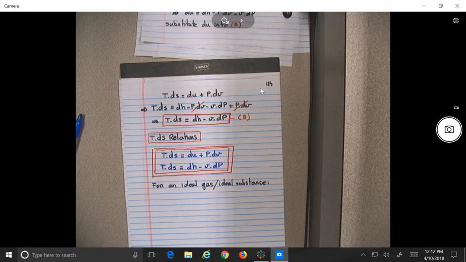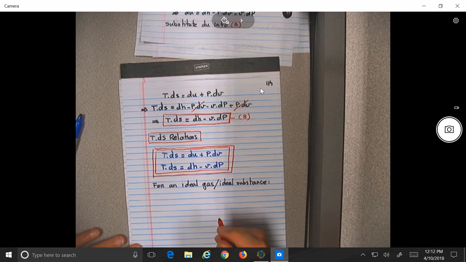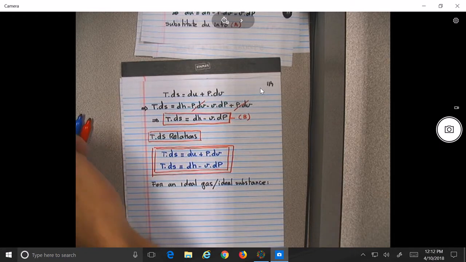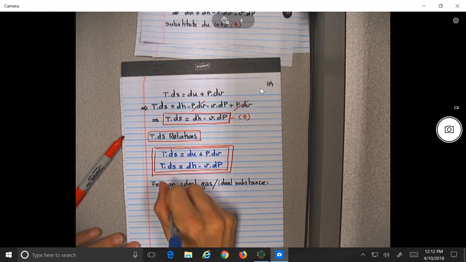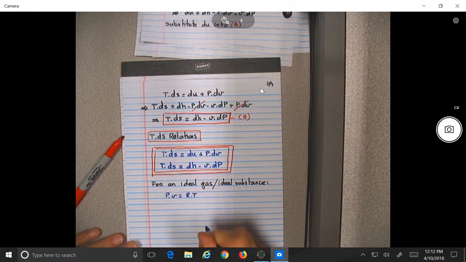So let's go to the next step. If you don't change state, the state of a substance is determined by what? By the properties. So if you don't change states, that means the properties should remain more or less constant. For an ideal gas, what are the two equations we have? PV equals RT. Is this R bar or no R bar? I think there is no bar. Okay, so this is the ideal gas relation.